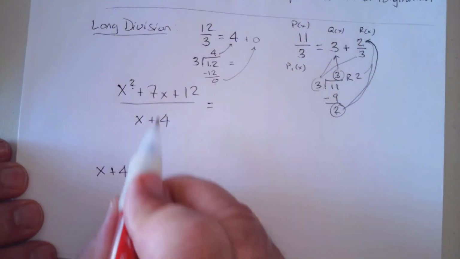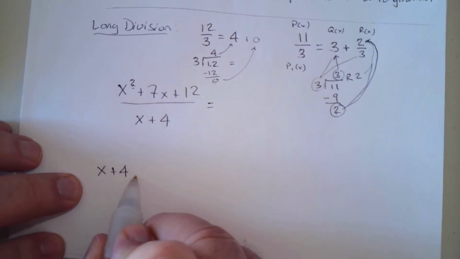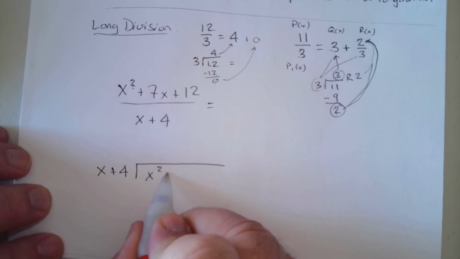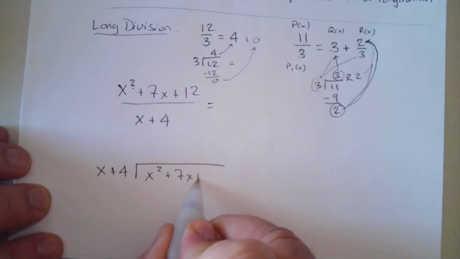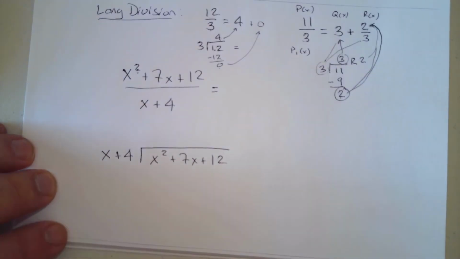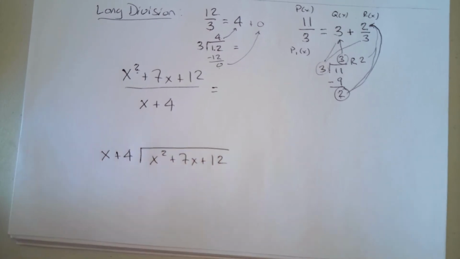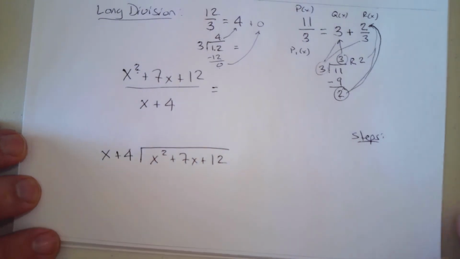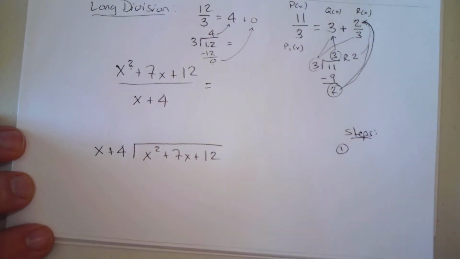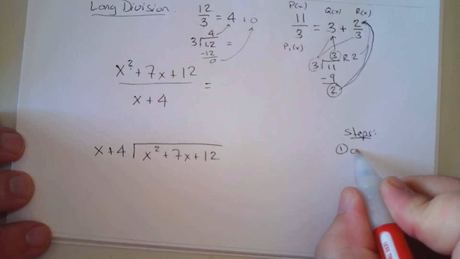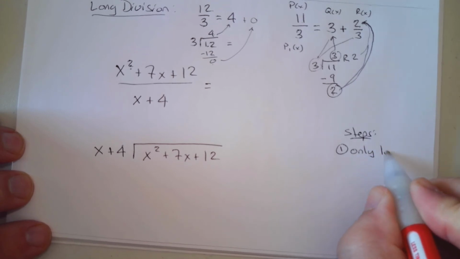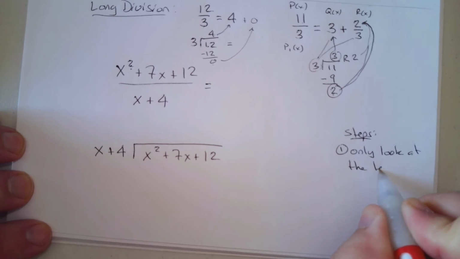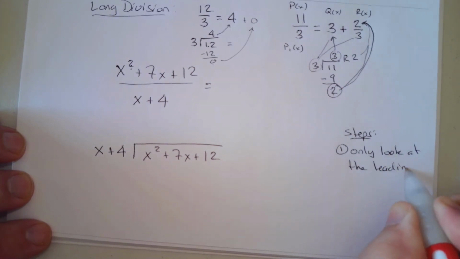So in this one, then we take the bottom number and put the big polynomial in there. Now, only look at the leading terms.